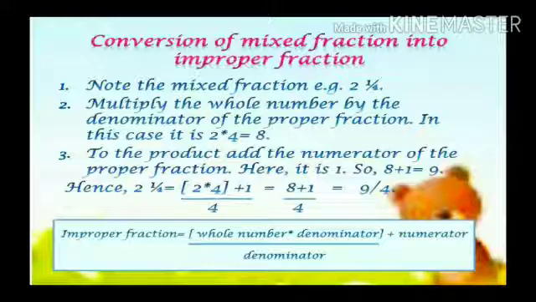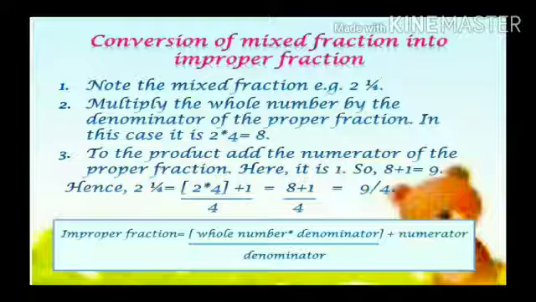Now the conversion of mixed fraction into improper fraction. For this also you have to follow these steps. First, note the mixed fraction, that is 2 whole 1 upon 4, and multiply the whole number by the denominator of the proper fraction. In this case, it is 2 multiplied by 4 is equal to 8. The third step is to add the numerator of the proper fraction to the product. Here it is 1. So 8 plus 1 is equal to 9.